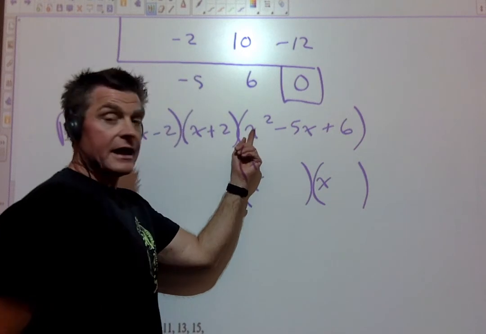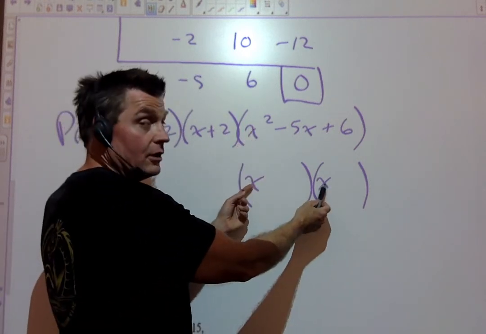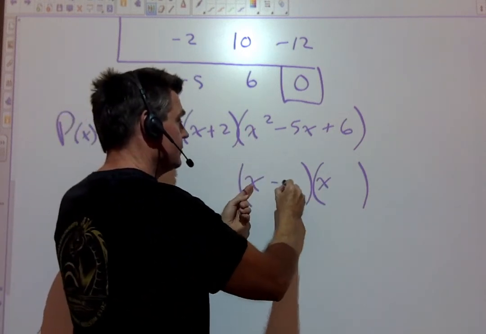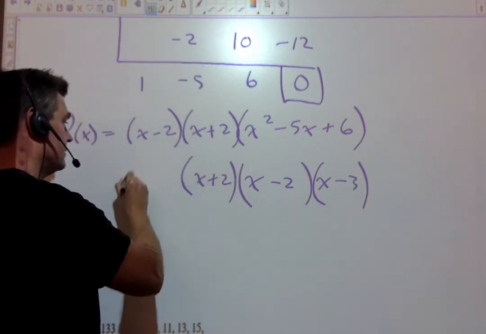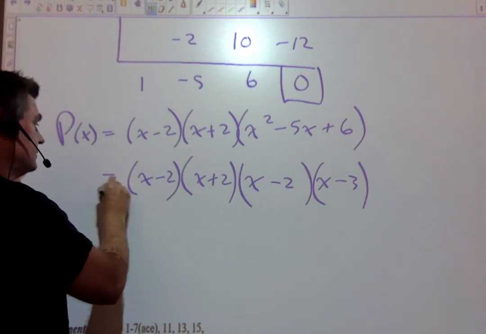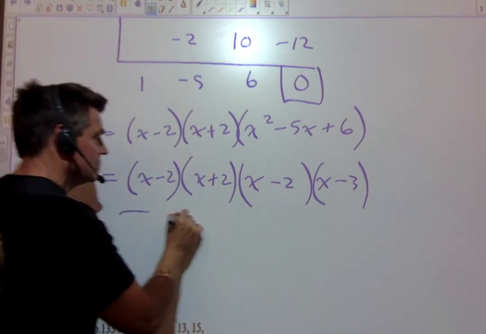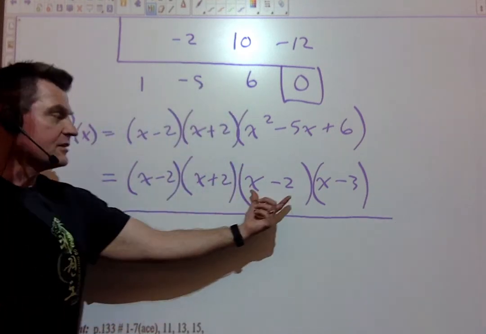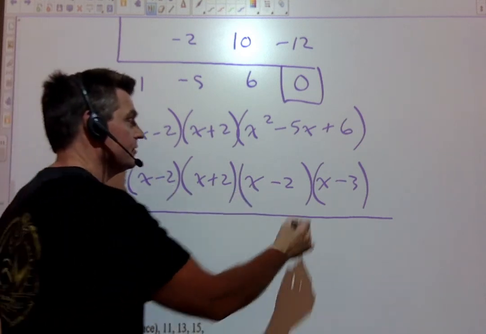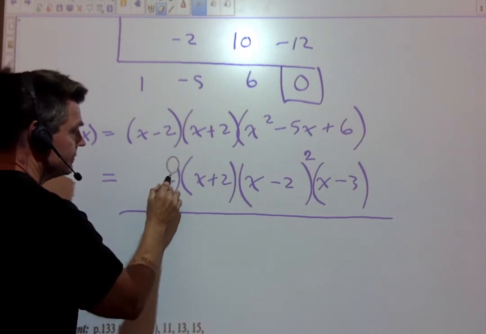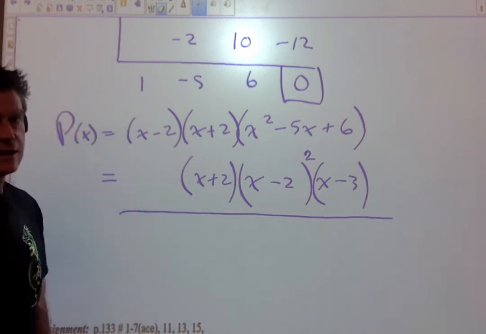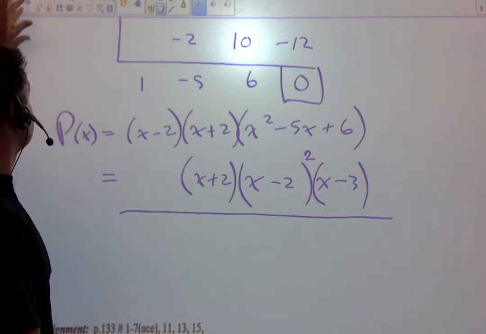How do I know that? Because if I can factor it into integer values, that's kind of what I'm doing. Minus 2, minus 3. x plus 2, x minus 2. There's my polynomial. Now, x minus 2 is there twice, so if you want, you could make this one squared. It's the exact same thing. Or, you know what? Don't.